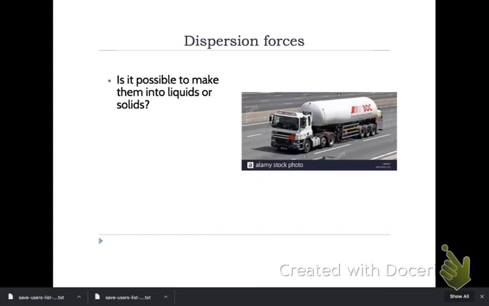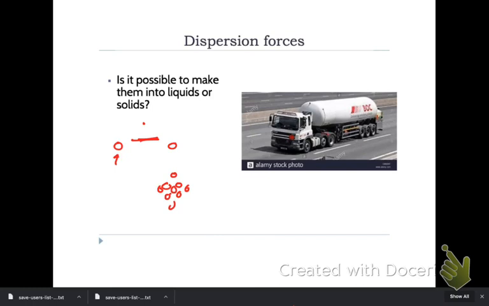So you have to do two things. Since we know that gases are very far apart, we would have to compress them. And remember that a sample of gas is mostly empty space, so the distance between those particles is much, much greater than the size of the particle itself. So if we could move them together in one spot and then also slow them down.